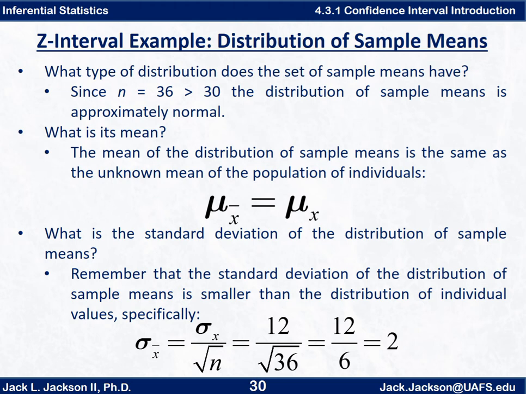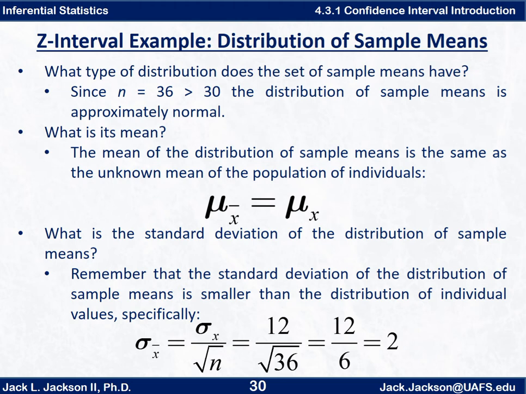What's the mean of this distribution? Well, the mean of the distribution of sample means is the same as the unknown mean of the population of individuals. So the mu of the x bars is the same as the mu of x's. We don't know what it is. That's part of the whole point of the exercise, to try to figure out some estimate for what mu is. What's the standard deviation of the distribution of sample means?